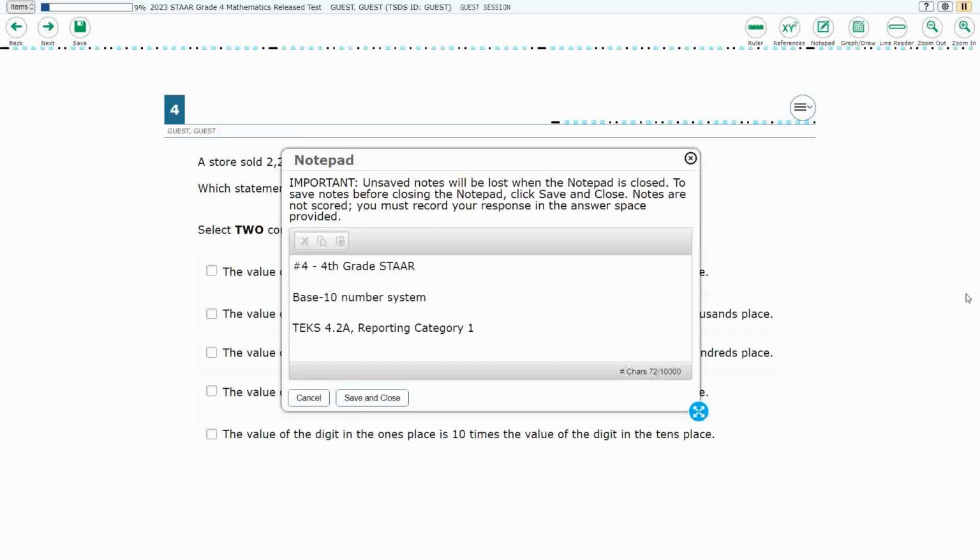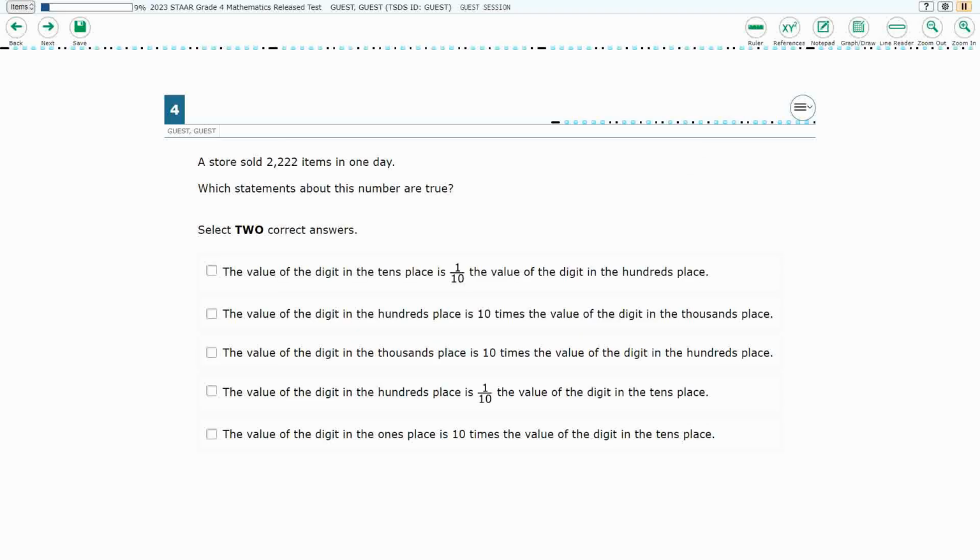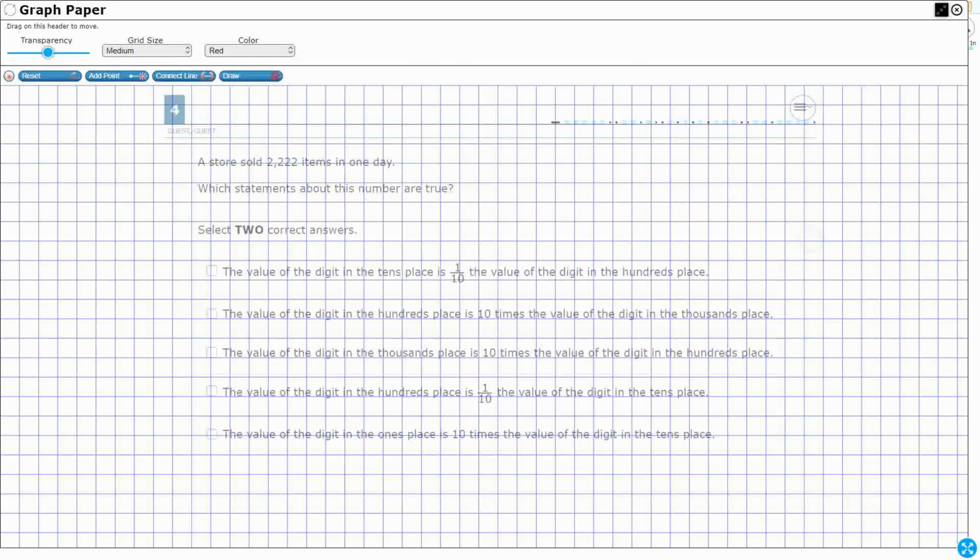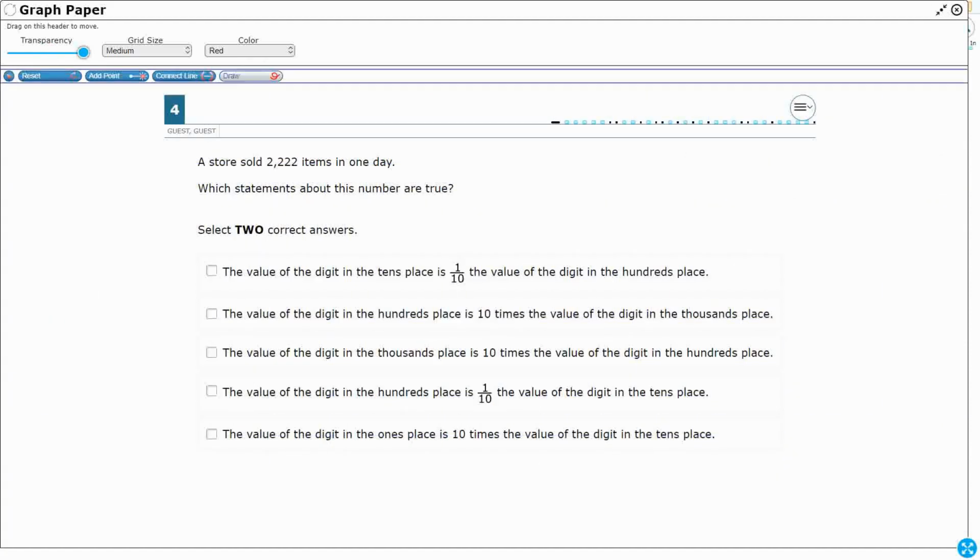For number 4, we are looking at the base 10 number system. This is TEKS 4.2a in reporting category 1. So we have a multiple select here. We need to select 2 correct answers. And we have this number 2,222. All right, so let's build that out a little bit because we're going to have all of these clues that we need to find because of it.